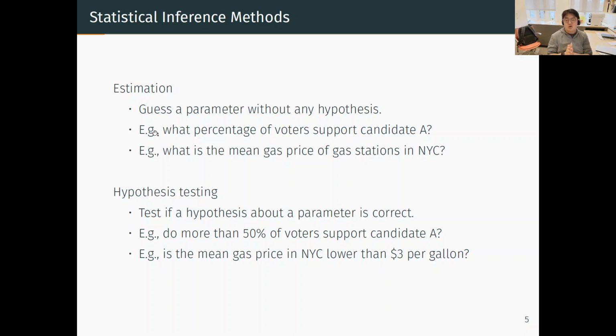Estimation is a neutral way of guessing. It's literally an open question, like, what percentage of voters support candidate A? Or what is the mean gas price of gas stations in New York State or Manhattan, right? So it is an open question. You can answer any number, 0, 10, 100, like 50%, whatever, right?